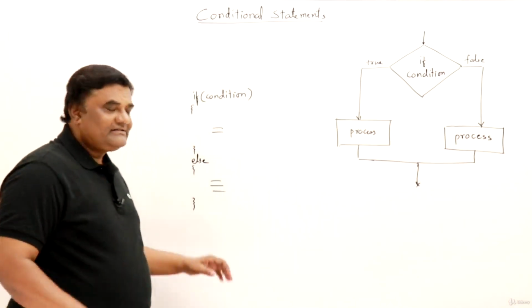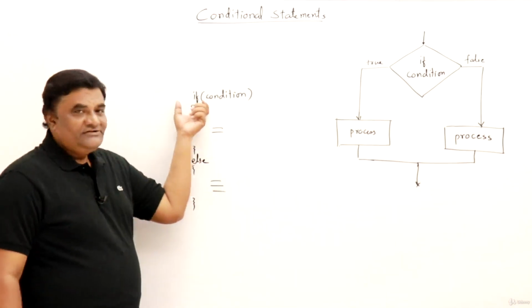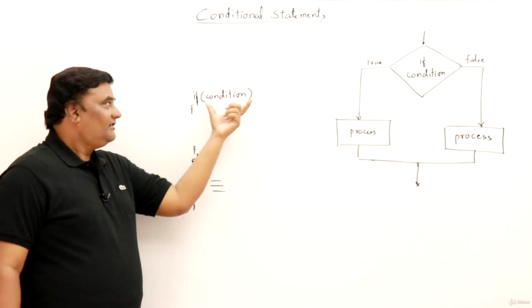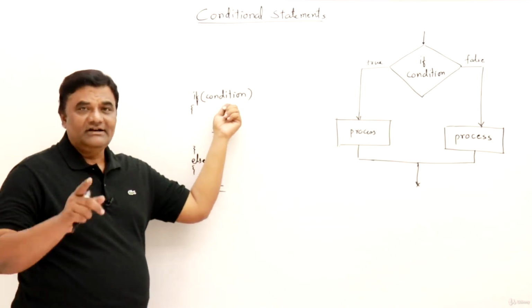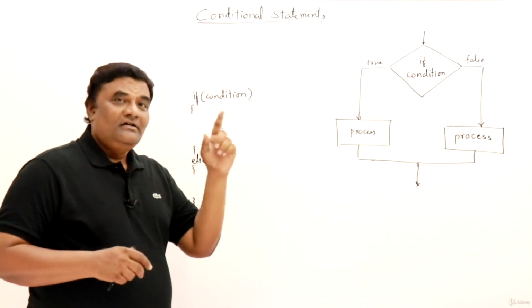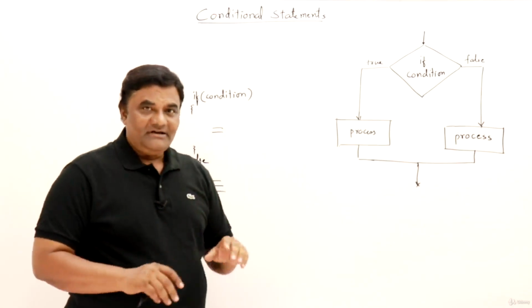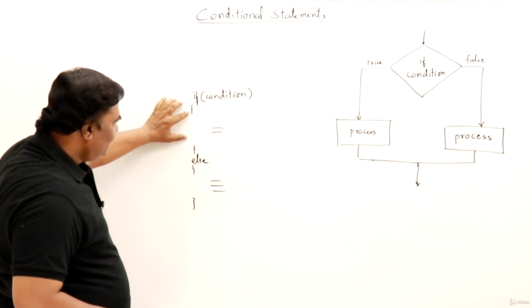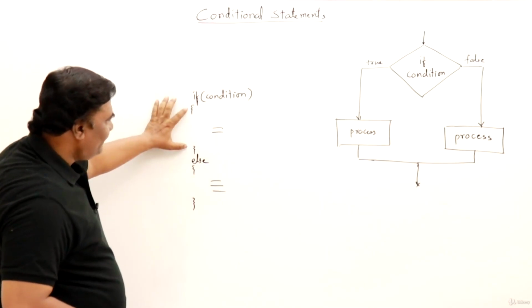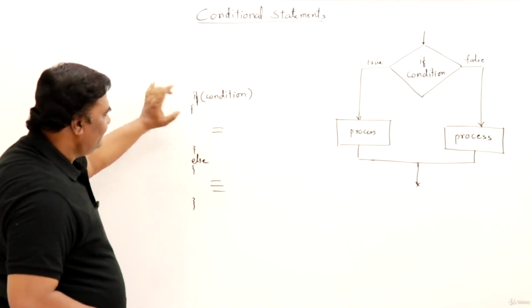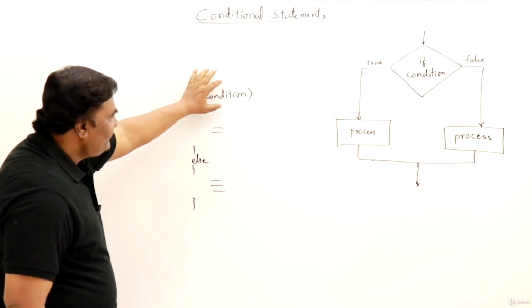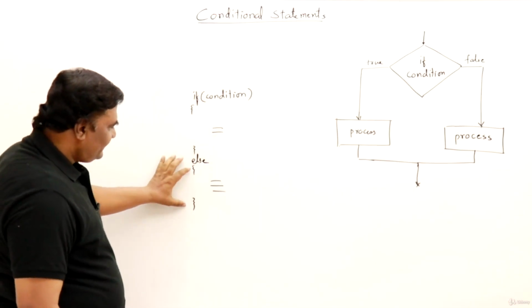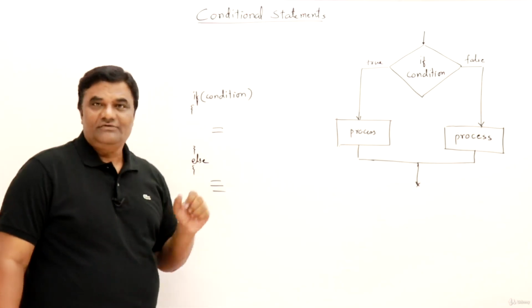So it is written like this in Java. If is used for conditional statement, with round brackets. Inside this you have to write down the condition using relational or logical operators, which we have seen just now. Then if the condition is true, this curly bracket is the block of if. The statement inside this if will be executed. If the condition is false, then the block of statements inside the else block will be executed.